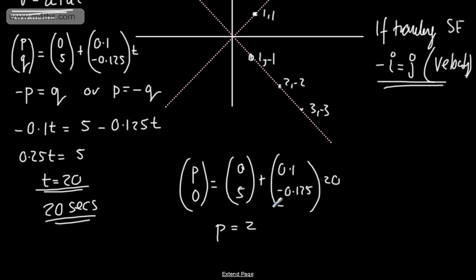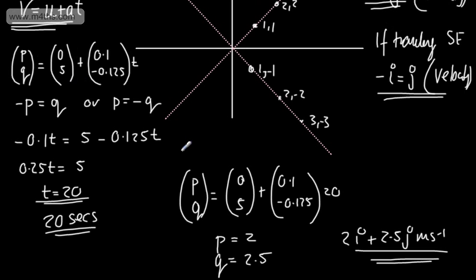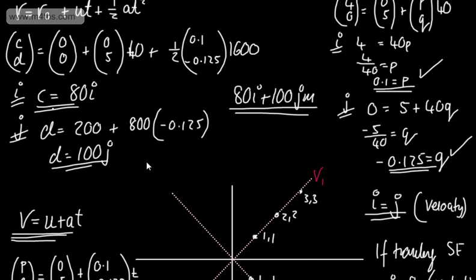So that works out. Let's put q. q is going to be 2.5. So we can say that this is 2i plus 2.5j meters per second, and that is the velocity. We're just subbing it in. You could have subbed it in just here. I've just written it out to do that.